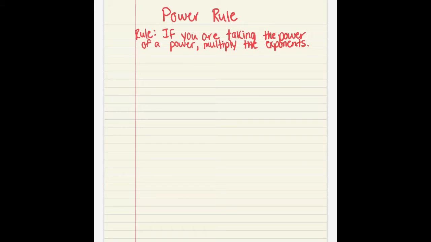So this will be our fourth exponent rule that we have talked about. And the power rule says if you are taking the power of a power, you multiply the exponents.